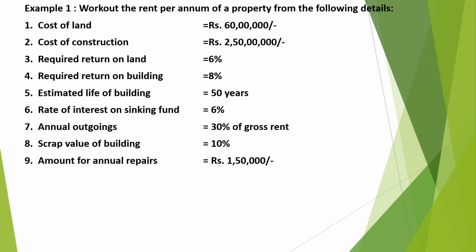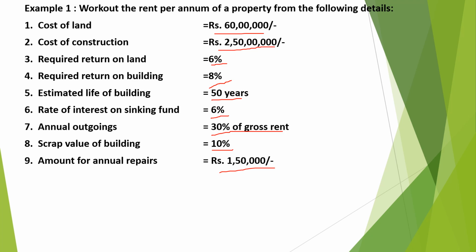First, a simple example. Work out the rent per annum of the property from the following details. Cost of land is 60 lakh, cost of construction is 2 crore 50 lakh, the required return on the land is 6%, required return on the building is 8%, estimated life of the building is 50 years, rate of interest is 6%, annual outgoings are 30% of gross rent, scrap value is 10%, and amount of annual repair is 1,50,000. This is given to you.